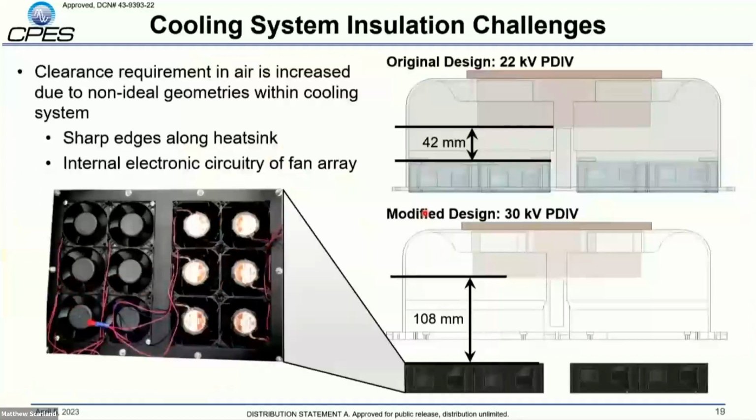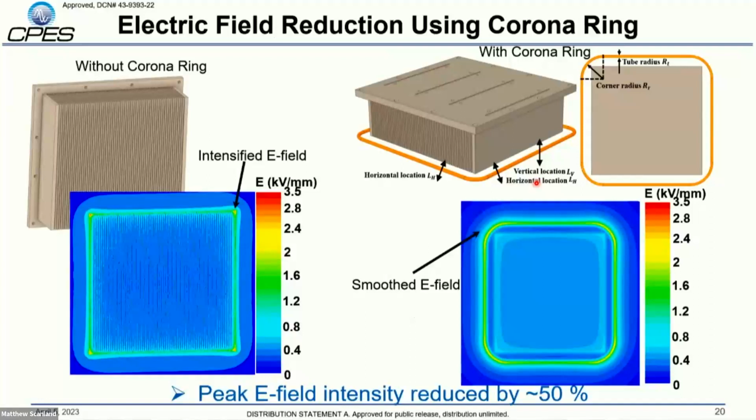What we determined with this is that we needed to increase the spacing from what we originally thought would be 42 millimeters. We had to increase it to at least 108 millimeters just to get PD-free operation. And a large part of this is going to be, one, because of the heat sink itself, but then also because there's non-idealities in the fans that we hadn't accounted for at first, such as circuit boards, your motor casing, as well as wires. So we really wanted to look at how we can improve this.